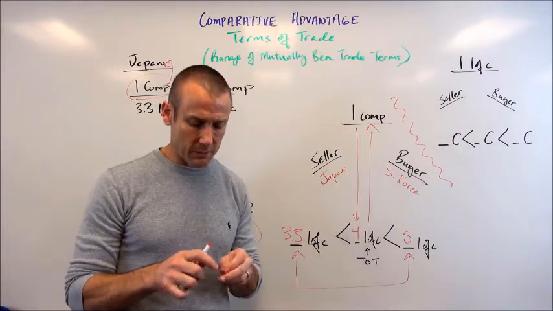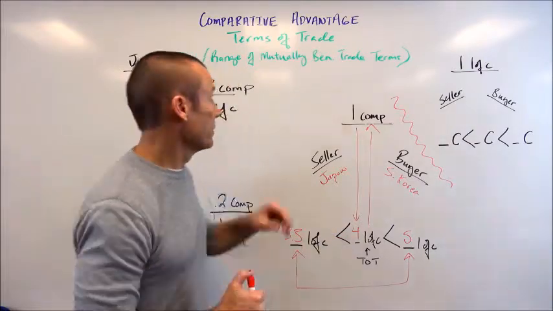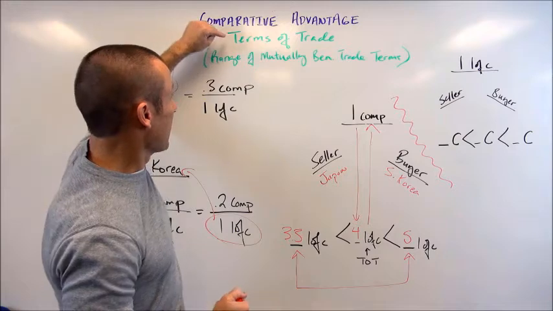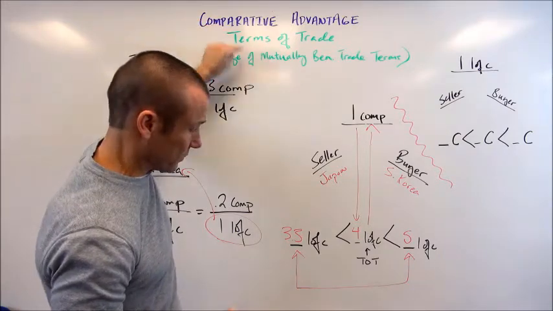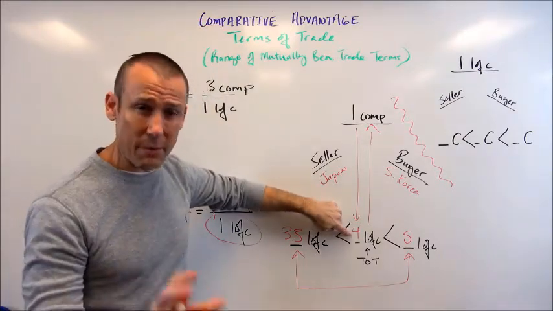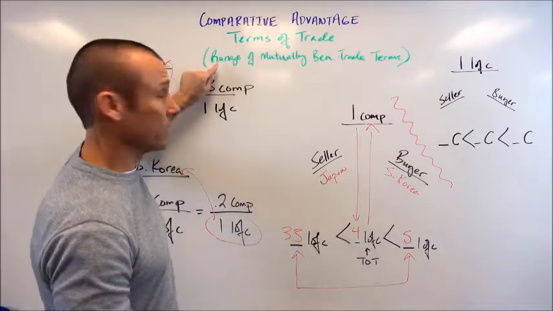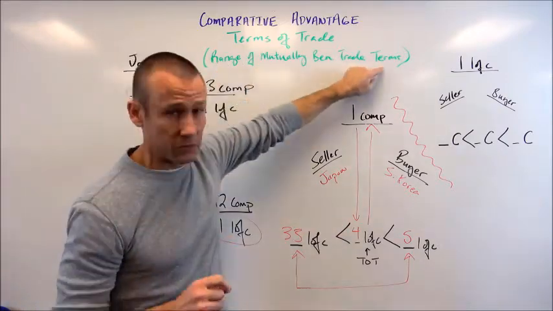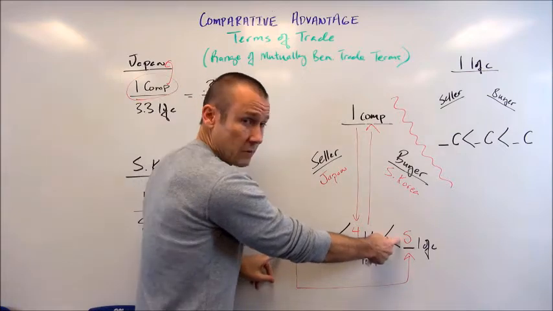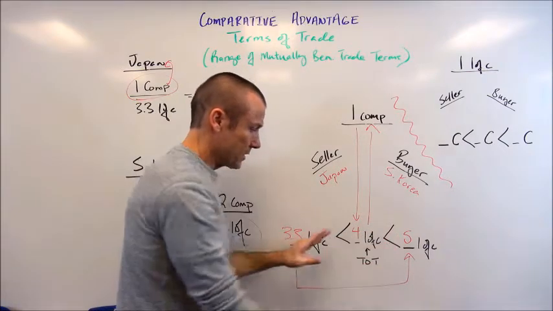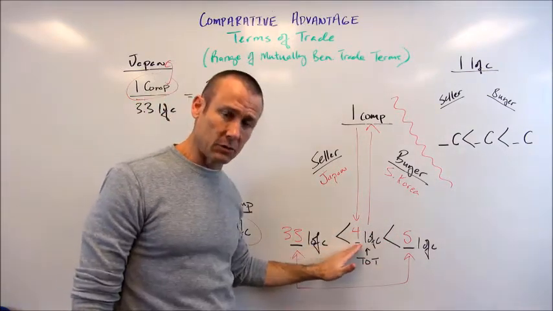And once again, I want to be pretty precise with my language here. Like I said at the beginning of the video, I'm doing a possible terms of trade. 4 is just one possible terms of trade. And I'm doing the range of mutually beneficial trade terms. This is the range of mutually beneficial trade terms, and that is a possible terms of trade.